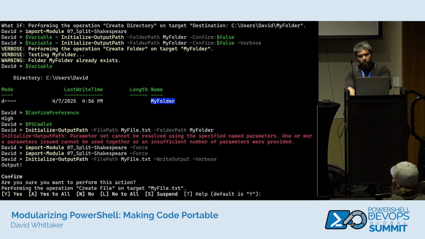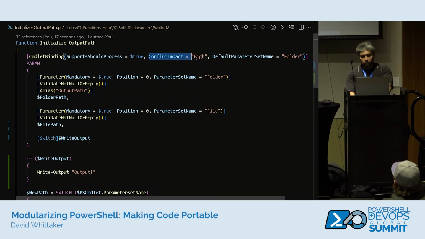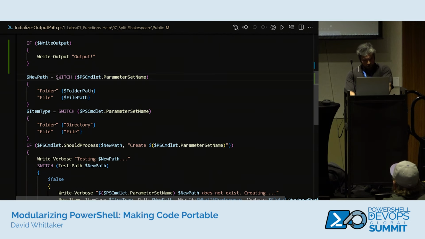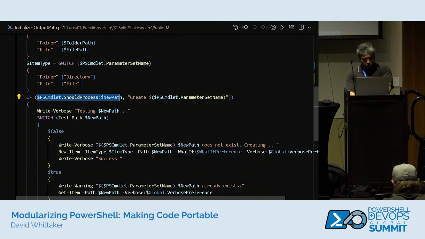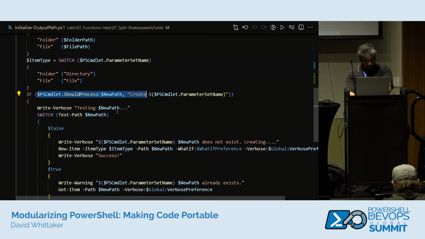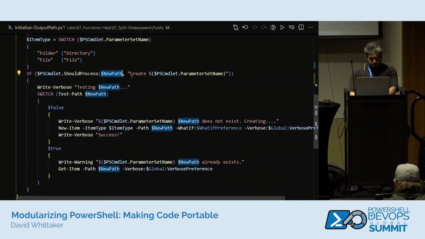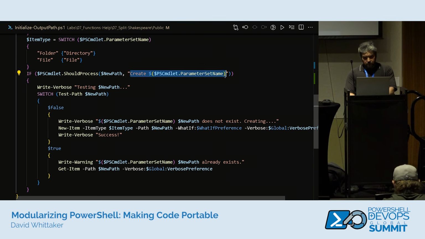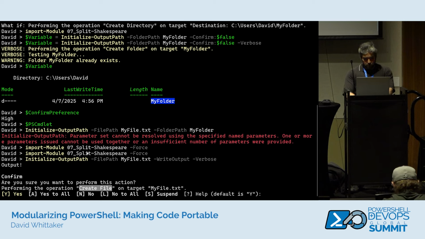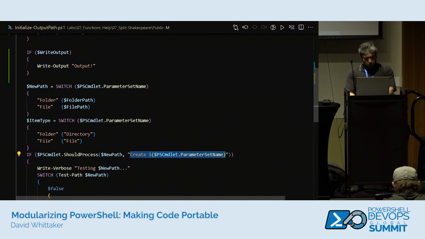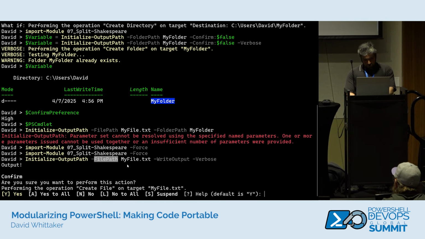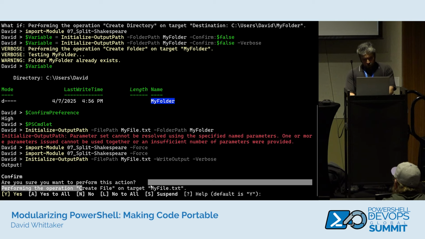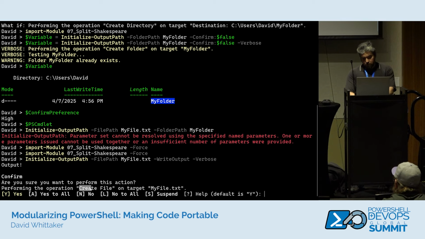All right, so this is prompting for confirmation because I have a high confirm impact, and I have a confirmation prompt here stating, hey, would you like to perform an operation? So we can see I have create file. In that case, that's the name of my parameter set name that I invoked based on our switches. So I type file path. And our target is new path. So it's saying, hey, is this what you want to do on this target? This is my message. In our case, sure.